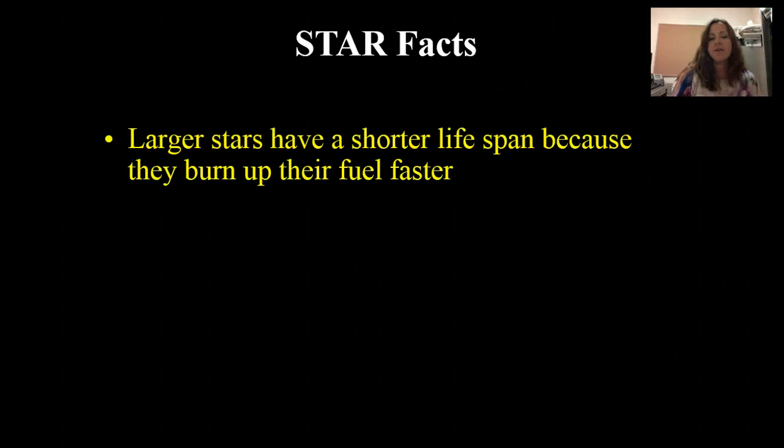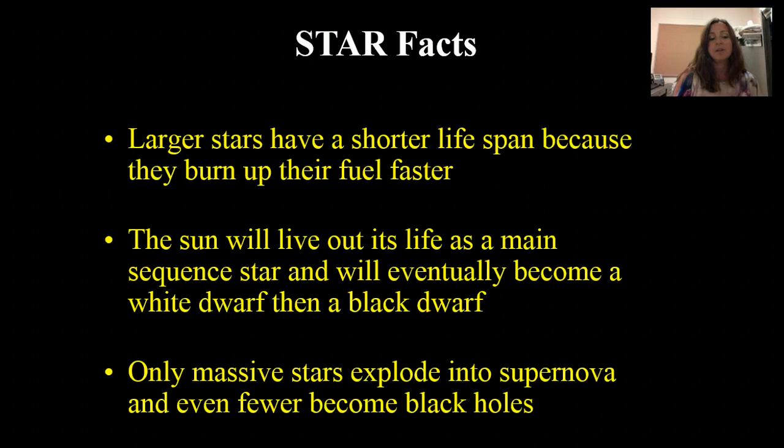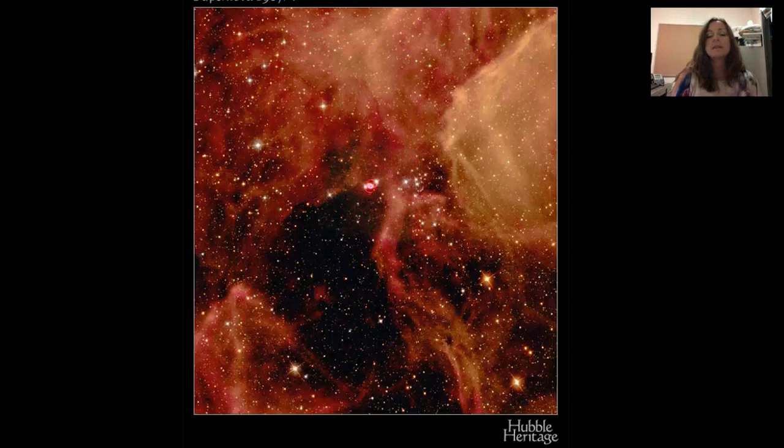Let's look at some star facts. The larger stars have a shorter lifespan because they burn up their fuel faster. The sun will live out its life as a main sequence star and will eventually become a white dwarf and then a black dwarf. Only massive stars explode into a supernova, and even fewer become black holes. This is a picture of a supernova taken by the Hubble telescope. We get a lot of our images of stars and nebulas from the Hubble telescope.